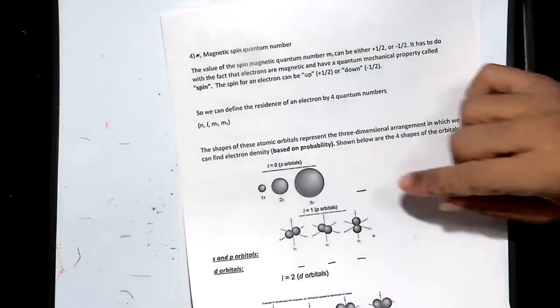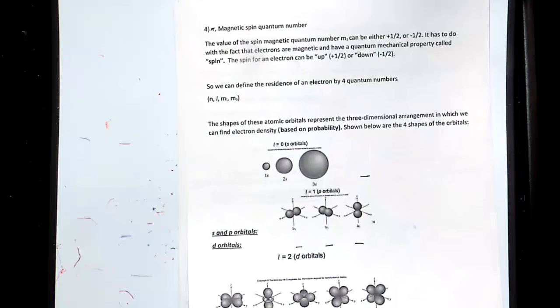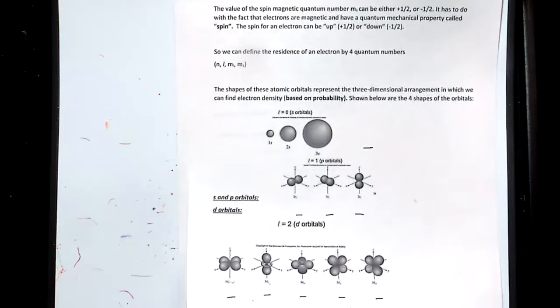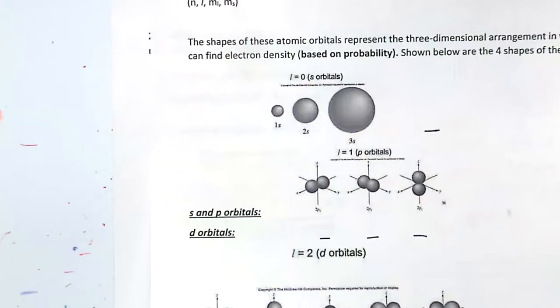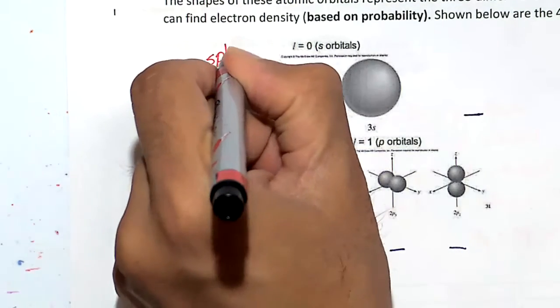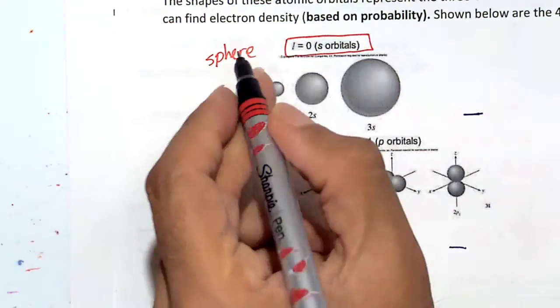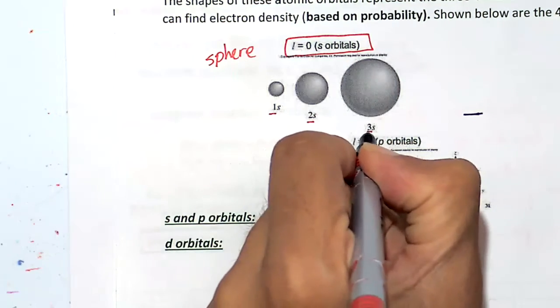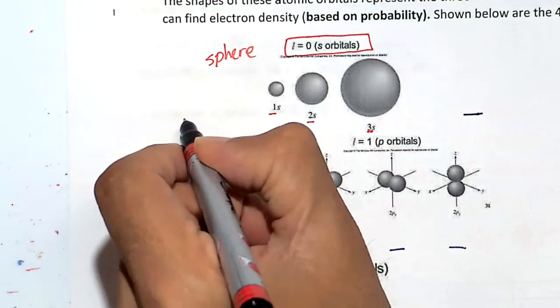By the way, this is how the orbitals look. They have a very specific shape, very specific geometry, very specific orientation. Look at all the different geometries. This is the s orbital. It's shaped like a sphere. Don't forget L is equal to 0. And what does this 1, 2, and 3 mean? The 1, 2, and 3 is n, the principal quantum number.